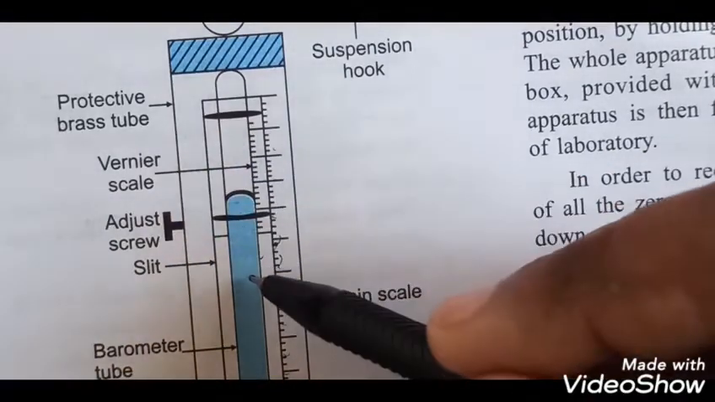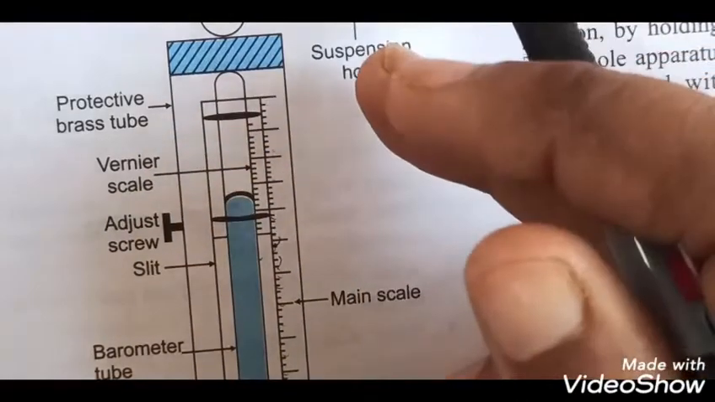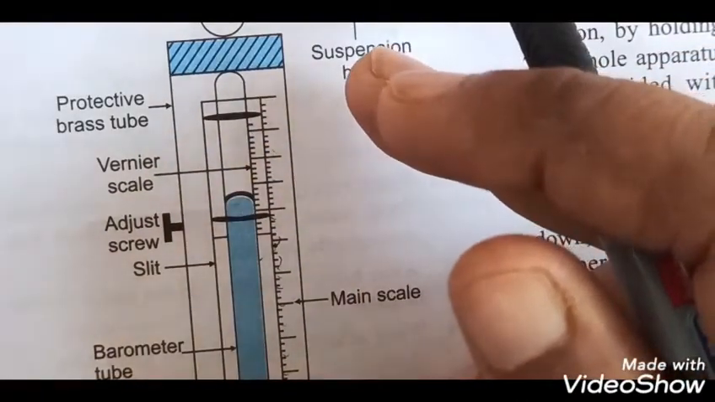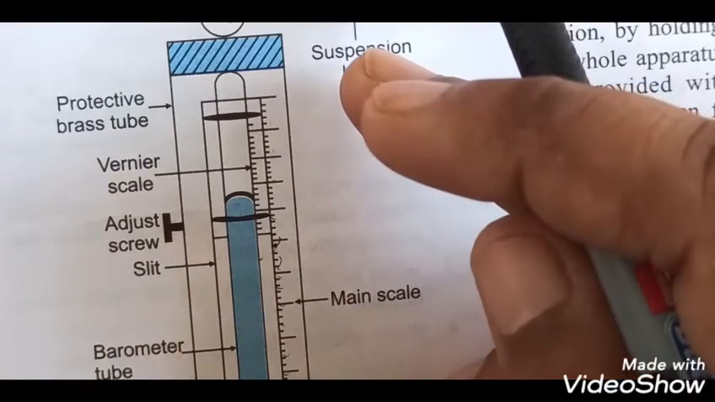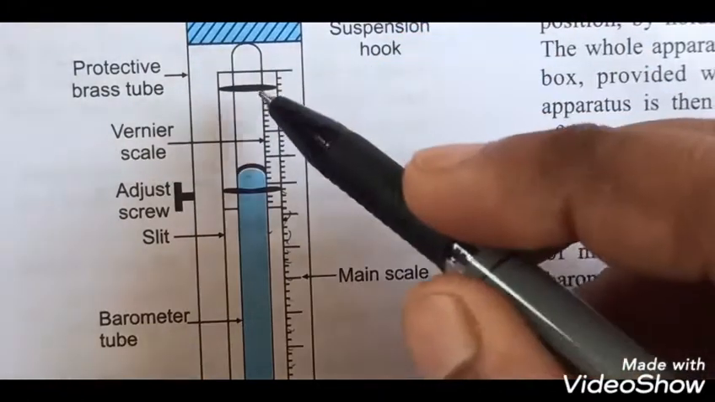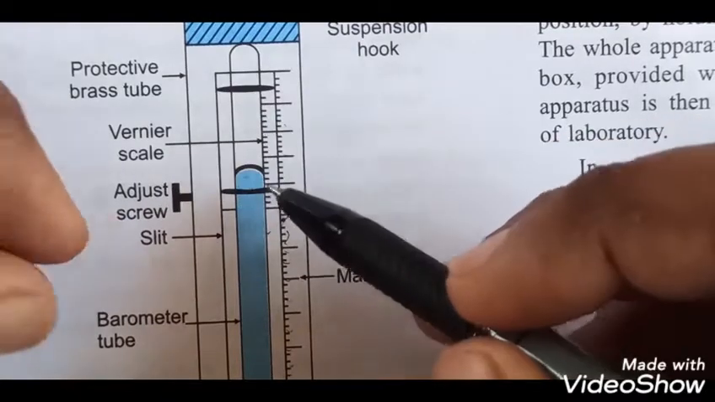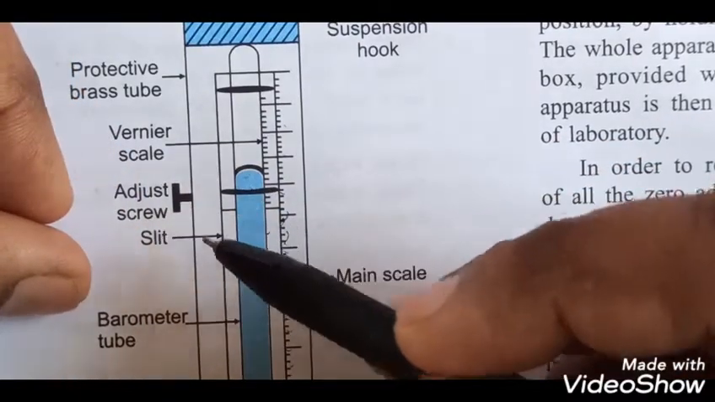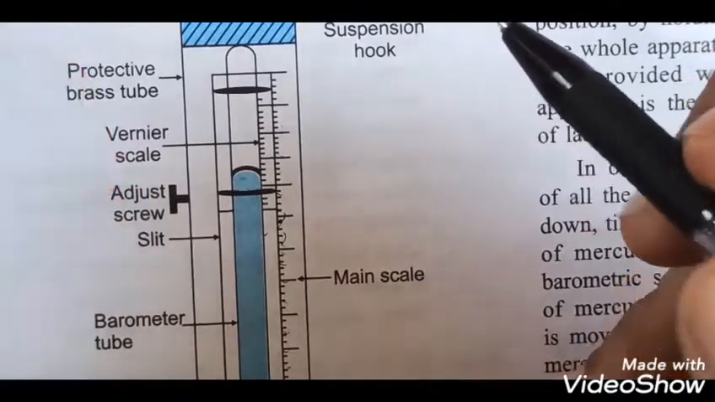By moving the vernier scale, which is provided to have more accuracy while taking reading. So the vernier scale is also provided so as to have more accuracy, right? That is also provided here. And for vernier adjustment, there is an adjustment screw also. We can move this vernier scale up and down with the help of the adjustment screw.